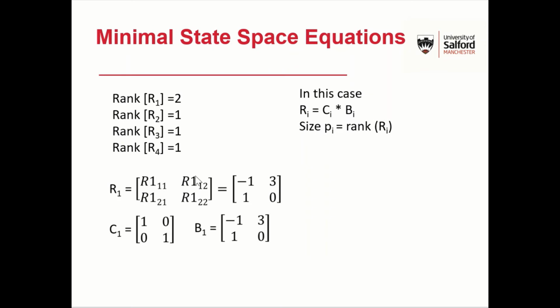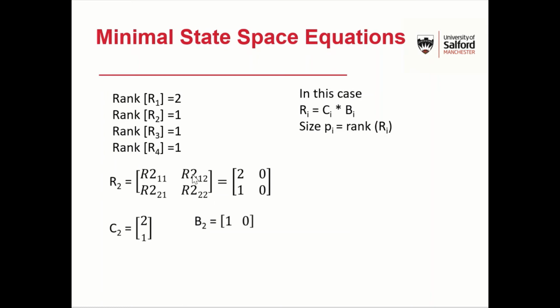So for instance, if we look at R1, we now know that R1 is C1, B1. So if we chose C1 as this, then C1, B1 has to equal to this. If this is I, this has to be the same as that, because that times that gives us that. So we can choose these to be different things. We could have swapped those around if we wanted. That could have been I, and that could have been this one here. But you've got a sort of choice here to make.